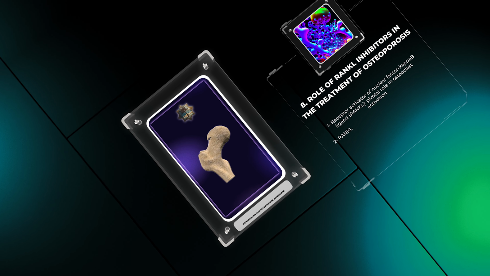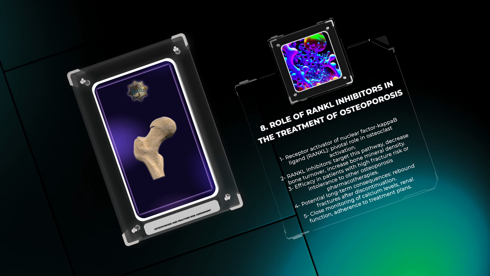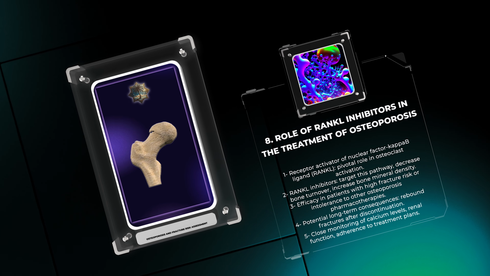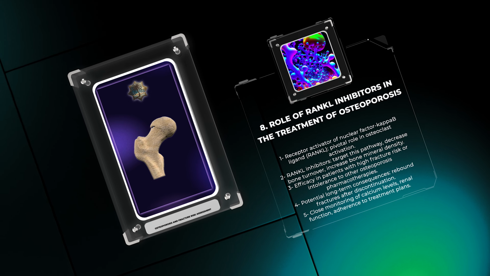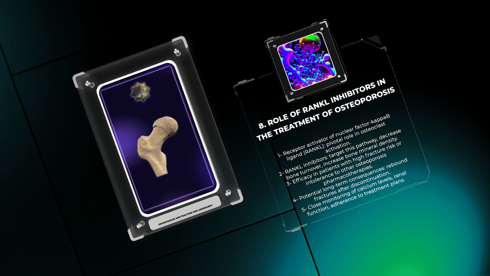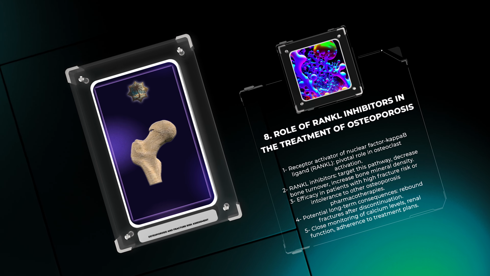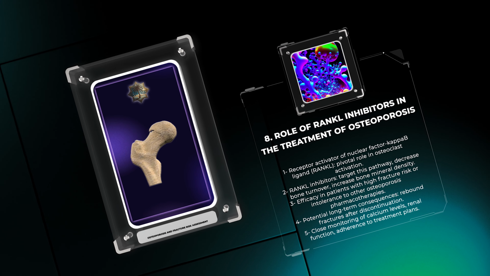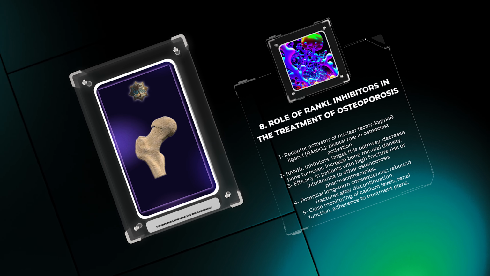Receptor activator of nuclear factor kappa ligand, RANKL, plays a pivotal role in osteoclast activation and bone resorption. RANKL inhibitors, including denosumab, effectively target this pathway, leading to decreased bone turnover and increased bone mineral density. These biologic agents have shown efficacy, particularly in patients with high fracture risk or intolerance to other osteoporosis pharmacotherapies. However, careful consideration of the long-term consequences, such as potential rebound fractures after discontinuation, is essential. Close monitoring of calcium levels, renal function, and adherence to treatment plans, in collaboration with patients, contributes to successful outcomes.